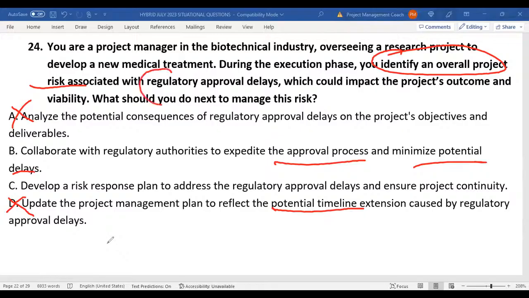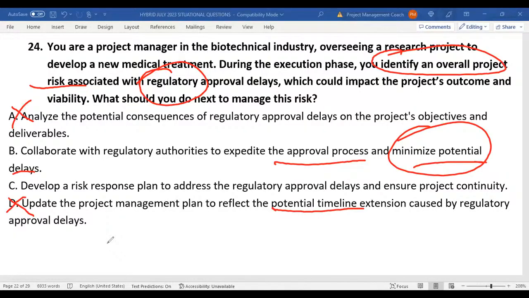You're talking about a regulatory situation. Imagine looking for regulatory approval from the likes of the FDA or some other body like OSHA. Can you expedite their approval process? Think about it. Is that realistic? This says minimize potential delays. Think about it. In all reality, is that the best option? Definitely, collaborating with regulatory authorities is important, but to expedite the approval process?